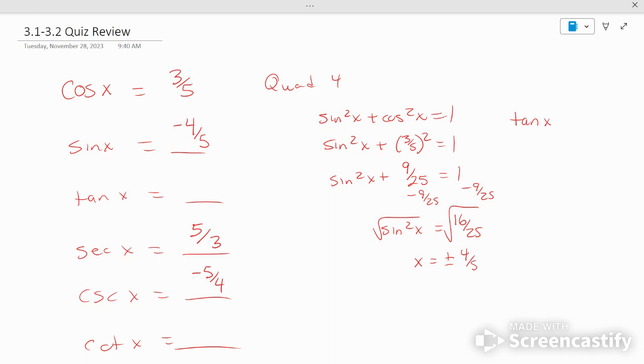Tangent is sine over cosine, right? Tangent is negative 4/5 over 3/5. So if we multiply top and bottom by 5, what do we get? Negative 4/3. So what is cotangent of x? Negative 3/4. You guys can kind of remember that from the first section a little bit.